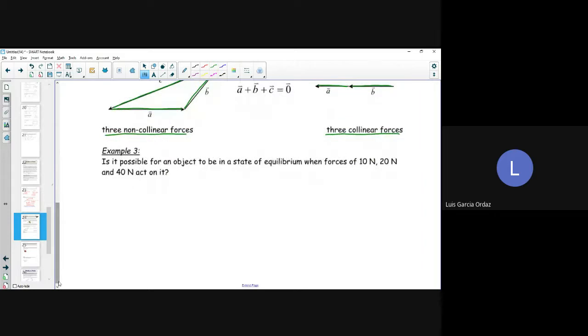I want you guys to think about this for a bit. Is it possible for an object to be in a state of equilibrium when forces of 10 newtons, 20 newtons, and 40 newtons act on it? Okay. So is it possible for an object to be in a state of equilibrium when forces of 10 newtons, 20 newtons, and 40 newtons act on it?